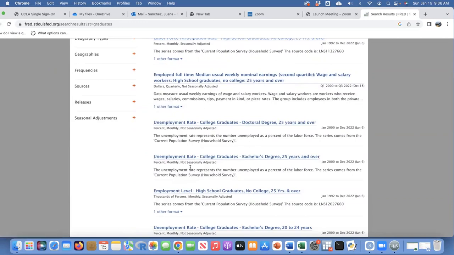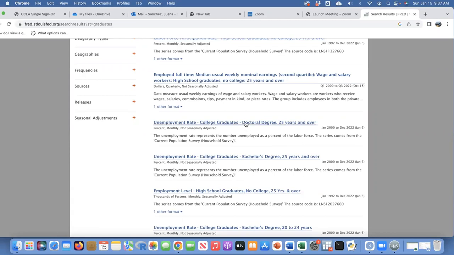They're both not seasonally adjusted. They're both percent unemployment and monthly. So this is good. And the period of observation is January 2000 to December 2022. And the last time it was updated was January 6th, so you can see here. So these are pretty comparable time series. And maybe I just want to start as an example with these two.